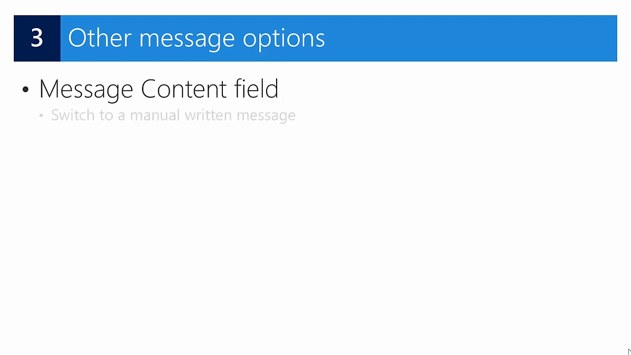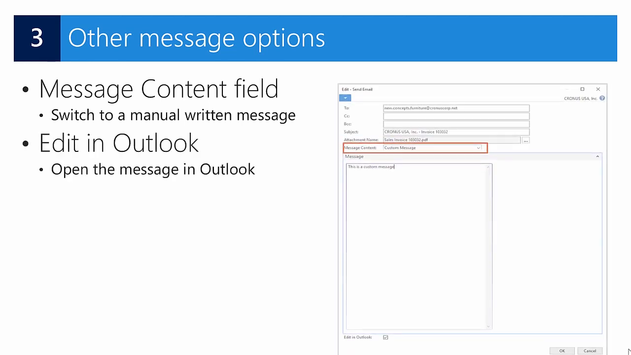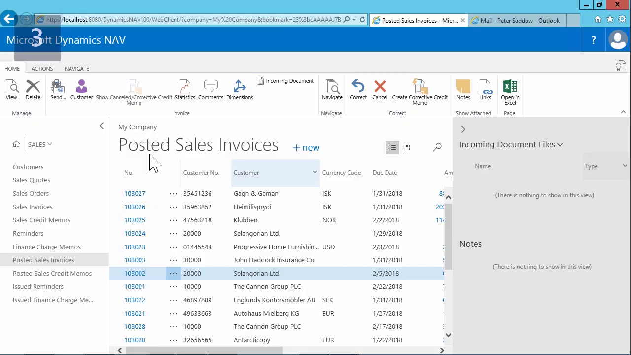In this third step, we'll have a look at some other message options, because you can switch to a manually written message using the message content field. Or if you use the client, you can also open the message or edit the message in Outlook. Let's have a look. So in the application, I go back to my posted sales invoices. In this case, again, the same invoice for this customer.